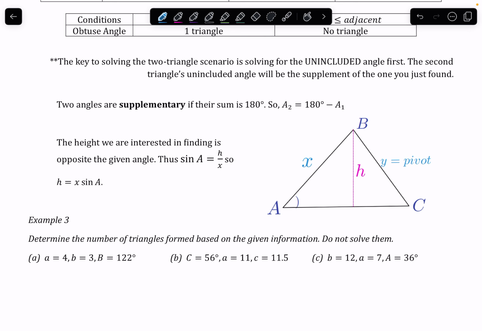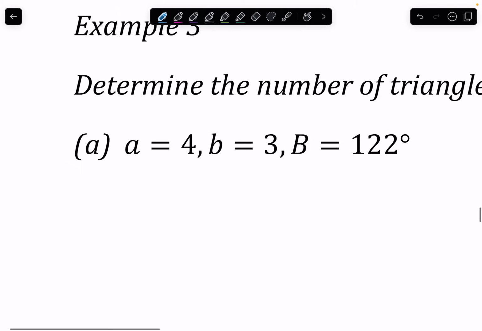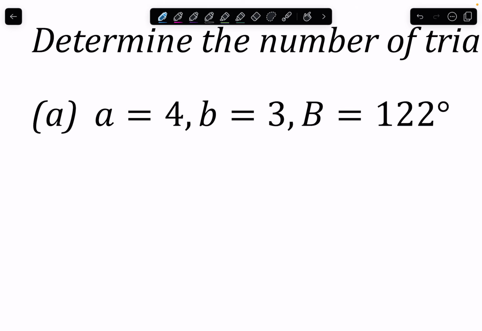All right, so first one, draw a picture. We've got side A is 4, side B is 3, and angle B is 122 degrees. So we want to draw our picture. Notice angle B is 122, so I do want to make mine look a little bit accurate in my drawing. That is an obtuse angle.